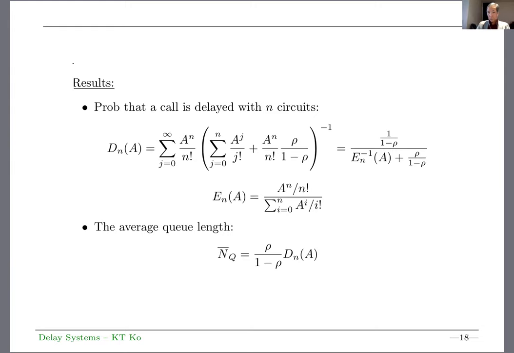So let's look at the results. This is the probability of a call being delayed. And basically it's very simple. If you look, this is the relationship, and rho in this case is lambda over mu.